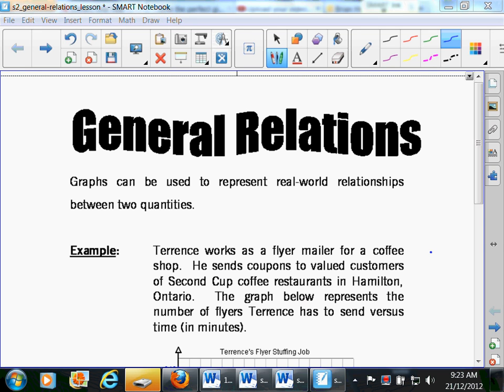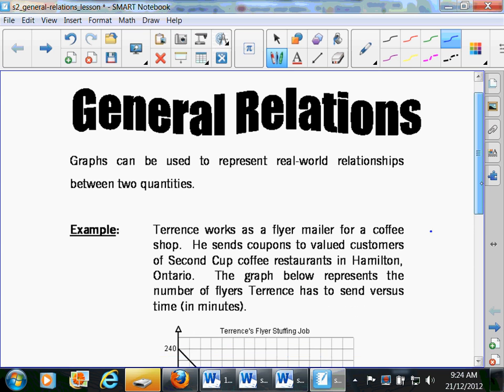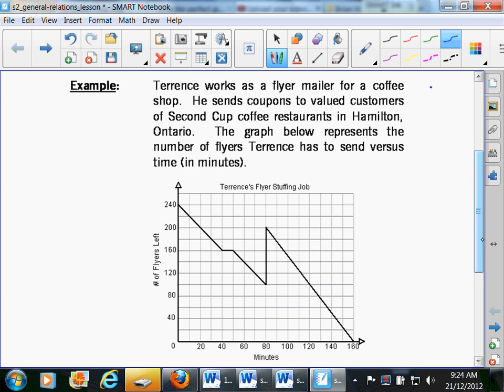Alright guys, today we're going to look at some graphs, and these graphs are going to be used to represent real world relationships between any two kinds of quantities. So we'll look at this first example. Terrence works as a flyer mailer for a coffee shop. He sends coupons to valued customers of Second Cup coffee restaurants in Hamilton, Ontario. The graph below represents the number of flyers Terrence has to send versus time in minutes.